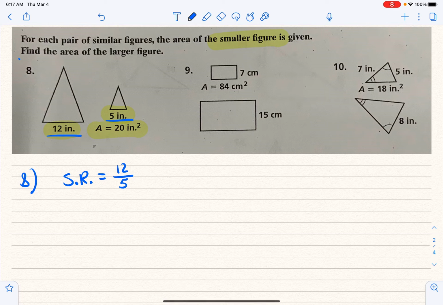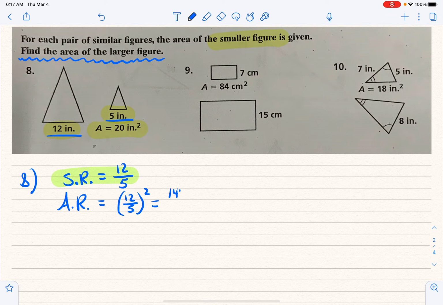But I'm asked to find the area of the larger figure. So the similarity ratio is not going to get me there. I have to find the area ratio, which is always going to be the similarity ratio squared. So that's going to be 144 over 25. I have the area of the smaller figure, it said that in the directions. So then I set up a proportion, and I say 144 is to 25 in the same way that x, because I don't know the larger one, is to 20.